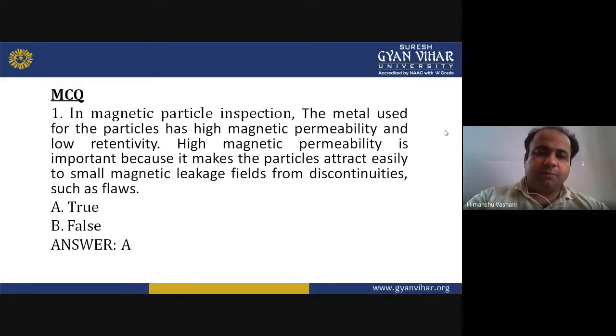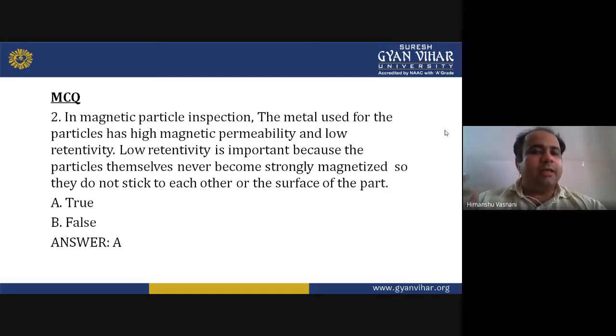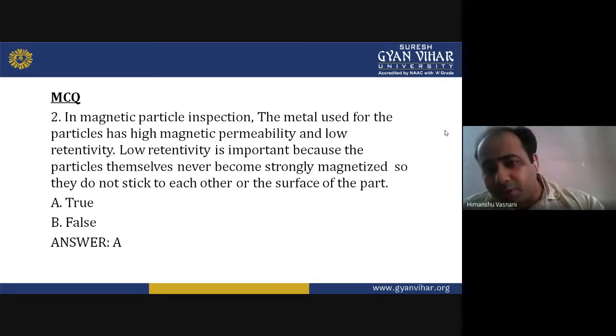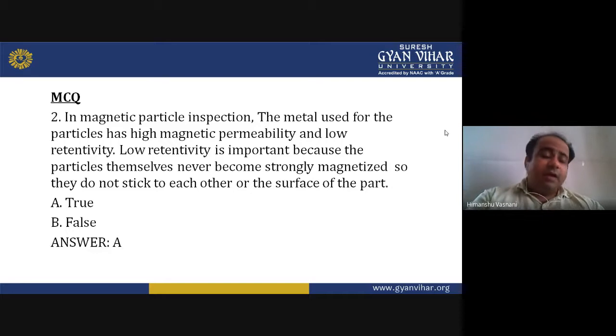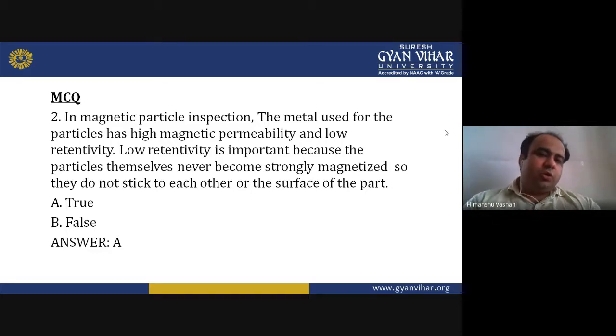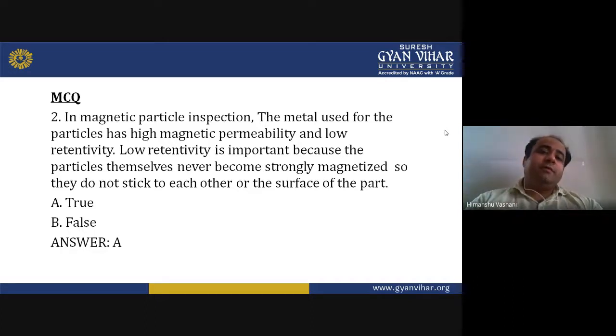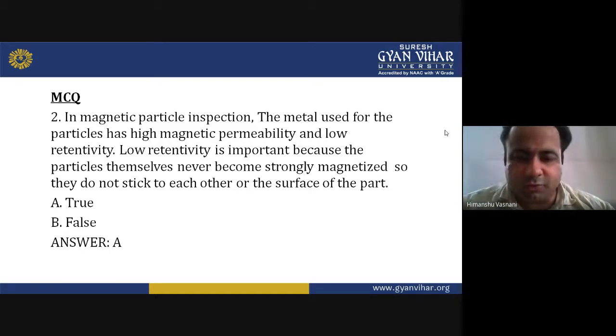It's true. Now, in magnetic particle inspection, the metal used for particles has high magnetic permeability and low retentivity. Low retentivity is important because the particles themselves never become strongly magnetized, so they do not stick to each other on the surface of the part. Is this true or false? It is true in this case.